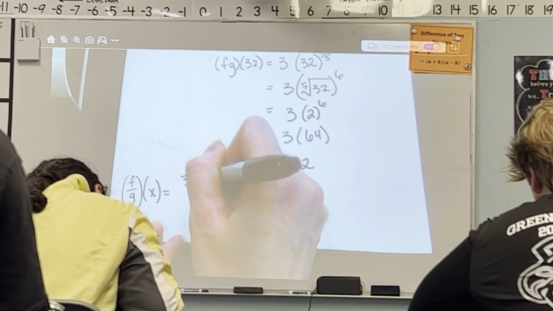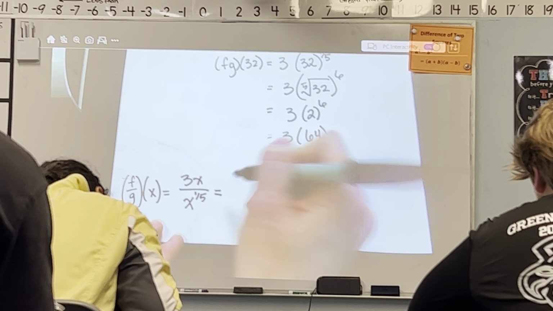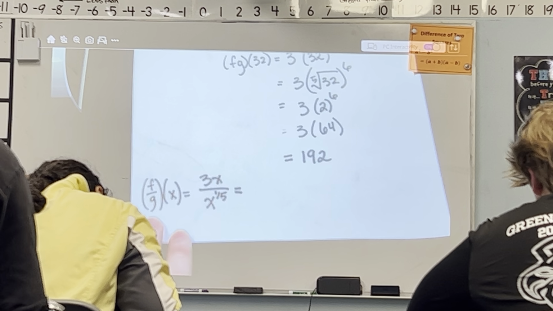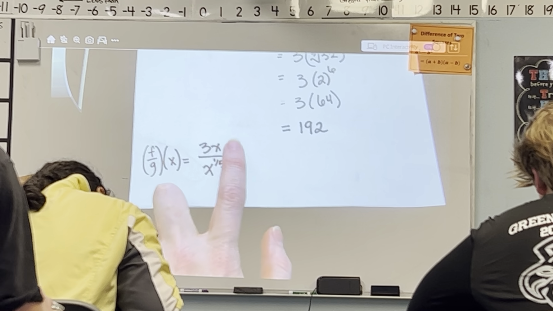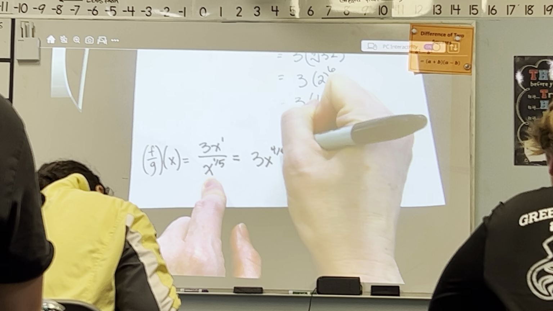Last thing, now we have to do division. So 3x divided by x to the 1/5. You have to subtract the exponents this time, so it's 4/5? Yes. And it's still 3x.